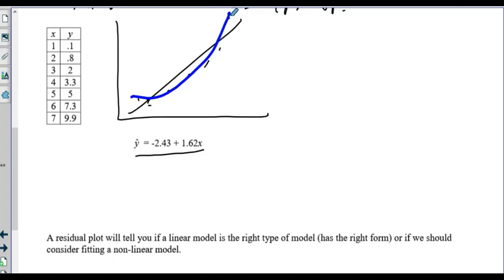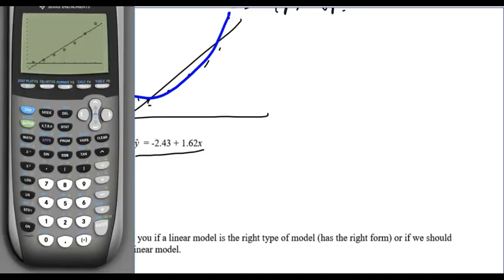So let's see what the residuals look like now. So we're going to go back in here. Go back to second Y equals, enter. And all we're doing is going down and changing L2 to residual. How do we do that? Second list. For me, it's number 7. Once you have that, hit enter, zoom 9.